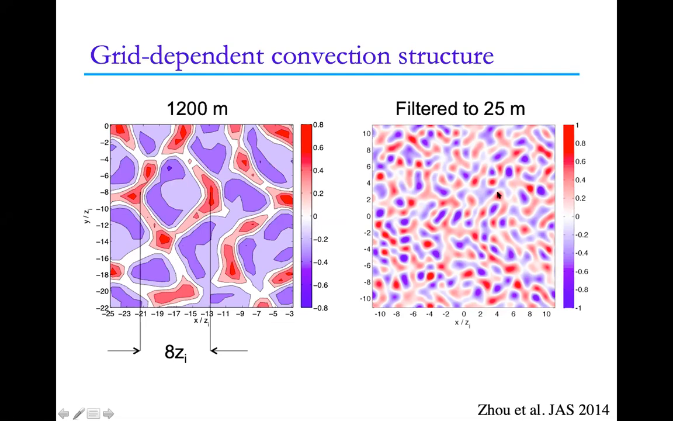And these structures are able to be resolved in the 1.2 kilometer grid. They're just not forming naturally on the 1.2 kilometer grid. And that has to do with the closure model and how the convection is represented, either explicitly or using the subgrid closure. And we'll show some more examples of that in a bit.